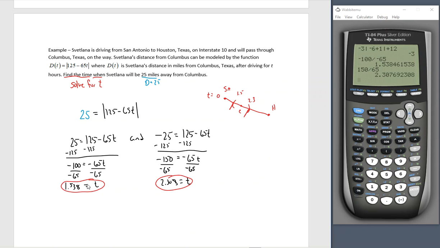Answers are reasonable, so I would probably look back at the problem and wonder why it didn't tell me how to round. But I definitely don't want this in a fraction, because the fraction won't be helpful. You're going to tell somebody they're going to travel for 30/13ths of an hour, they're going to look at you like you're no longer in control. So that's it. Absolute value equations. Thanks for listening.